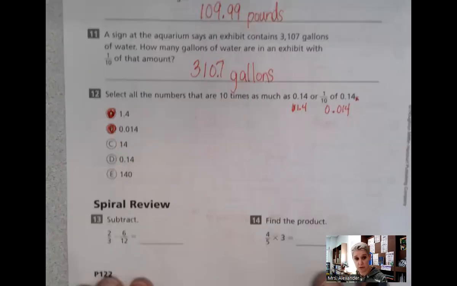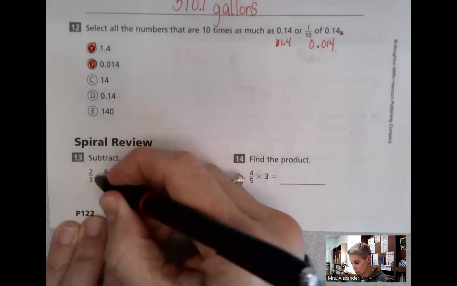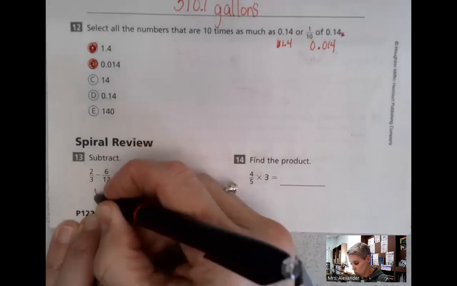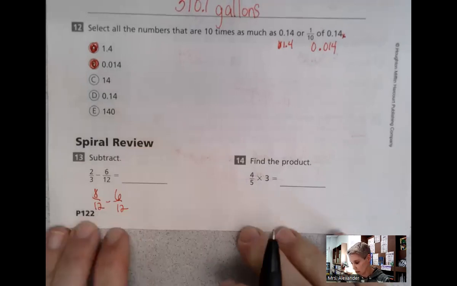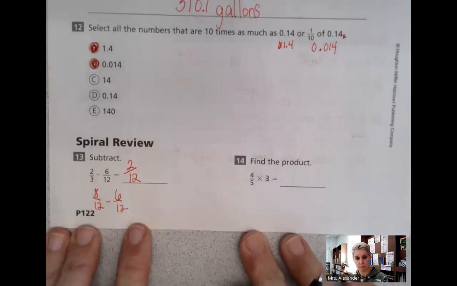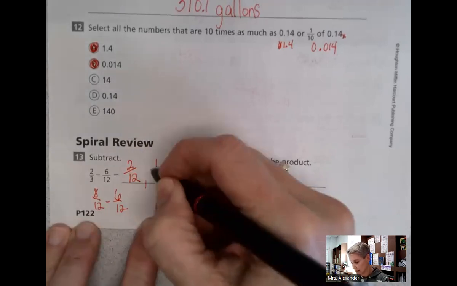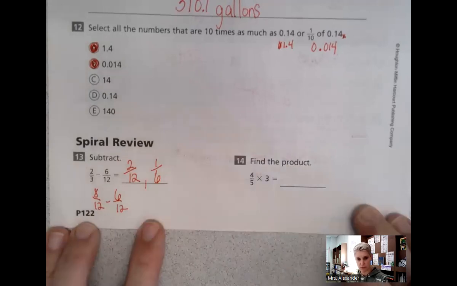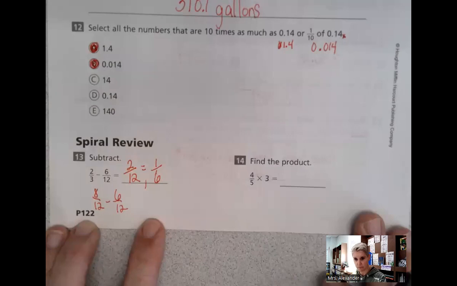Spiral review. If I'm subtracting fractions, I need a common denominator. This would become 8/12 minus 6/12, and that would be 2/12. Can you simplify? You can. We're going to simplify that. They're even numbers that can both be divided by 2. I put a comma. They are equivalent, right?